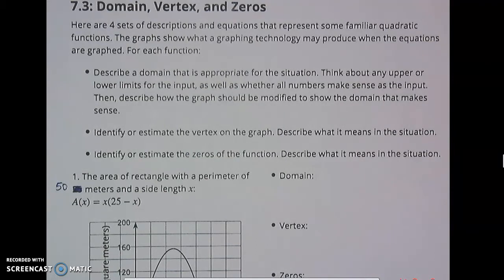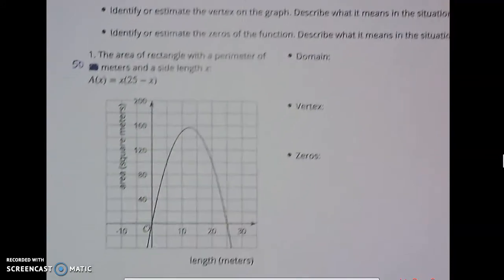And we want to think about any upper or lower limits for the input, as well as whether all numbers make sense as the input. Then we're going to describe how the graph should be modified to show the domain that makes sense. So we want to identify or estimate a vertex on the graph and describe what it means in the situation. And then we want to identify or estimate zeros for the function and describe what it means in the situation. Okay, so here's our first one.